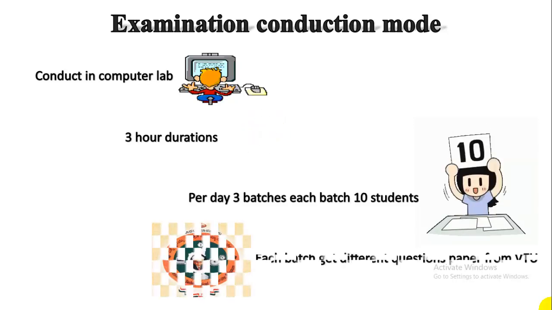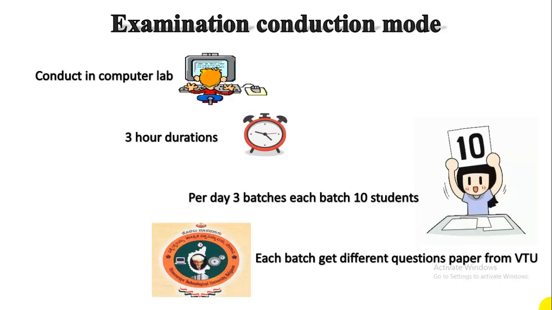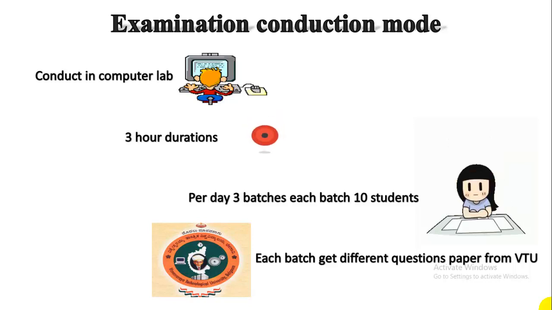The question paper will be sent by VTU, and each batch will get a different question paper. The question paper arrives 15 minutes before the commencement of the examination, so we cannot predict anything. The morning batch gets one question, and the same won't come for the second or third batch. Each batch will get a different question paper.